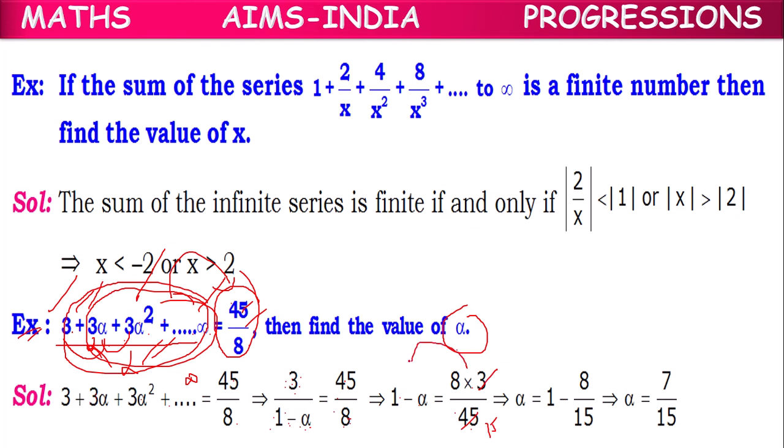If this comes to the left hand side, 1 minus 8 by 15. If minus alpha goes to the right hand side, it will become plus alpha. So alpha equals 1 minus 8 by 15, or 15 minus 8 by 15, which is 7 by 15. Alpha value is 7 by 15.